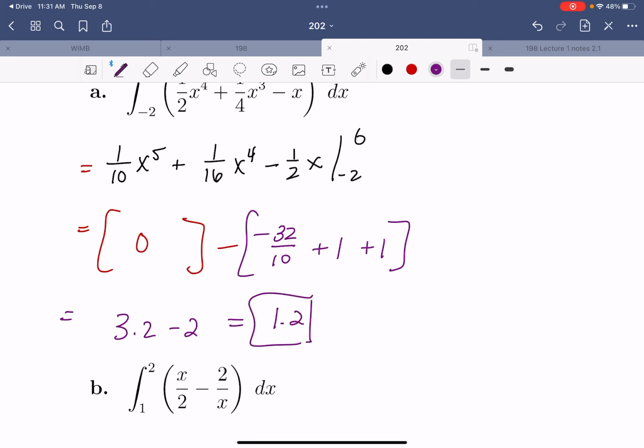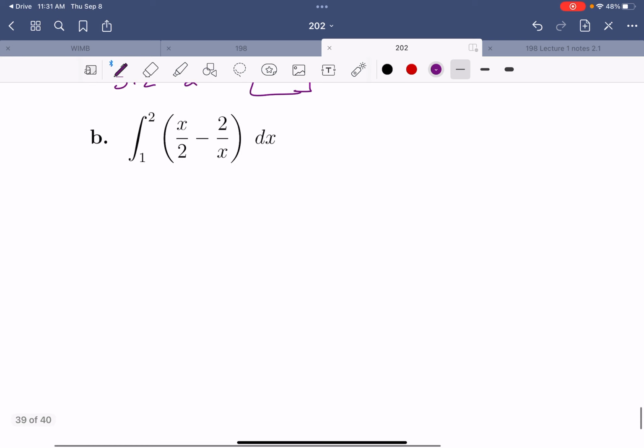All right, so don't forget to distribute your negative. That's where I have the positive 3.2 and the negative 1 and negative 1. In B, we're going to rewrite this just so that we know.